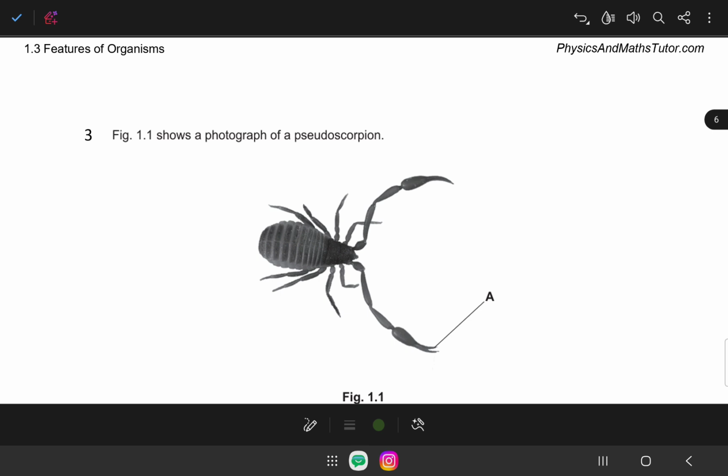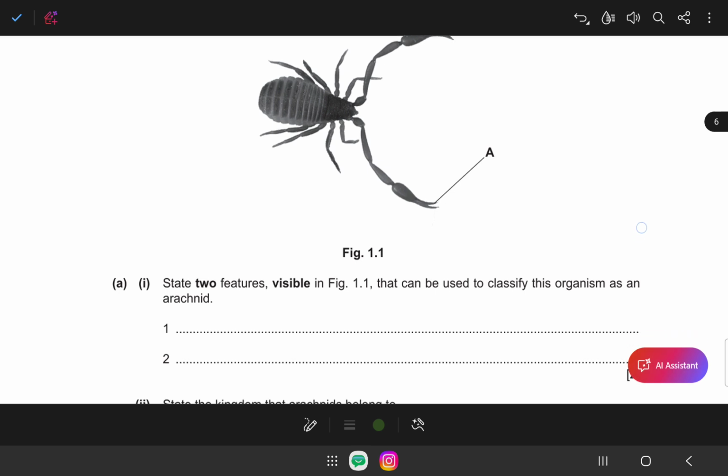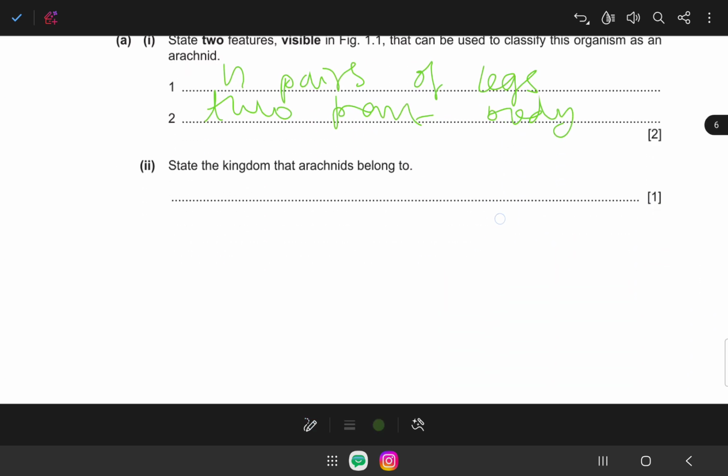Figure 1.1 shows a photograph of a pest. State two features visible in figure 1.1 that can be used to classify this organism as an arachnid. It has 4 pairs of legs, as we can see, and I think it has a 2-part body. I'm not sure, but two-part body. Okay, great. State the kingdom. That's animal kingdom.